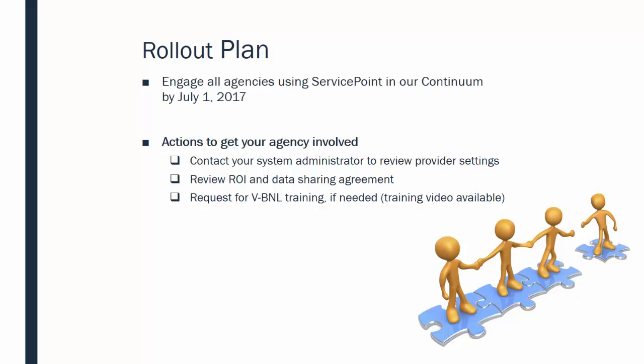Please follow these 3 steps to get involved with the Veteran by Name list. 1. Contact your system administrator to make sure the correct settings are in place. 2. Review your agency's ROI and data sharing agreement. And 3. Request for training. There will be a short training video available. Once you reach out, the setup is quick and your agency can start adding veterans to the list right away.